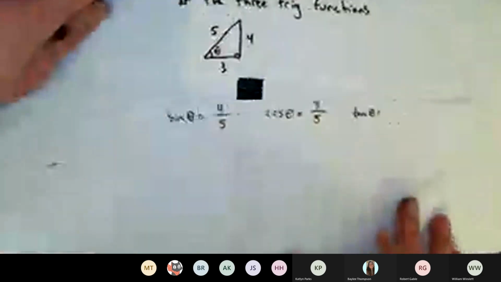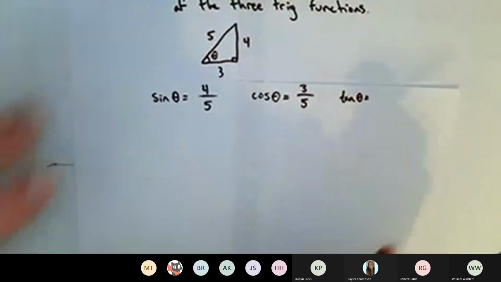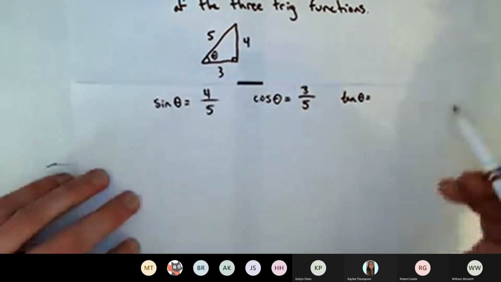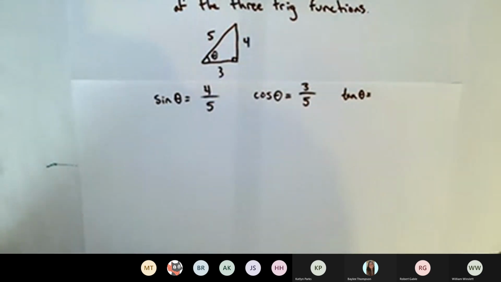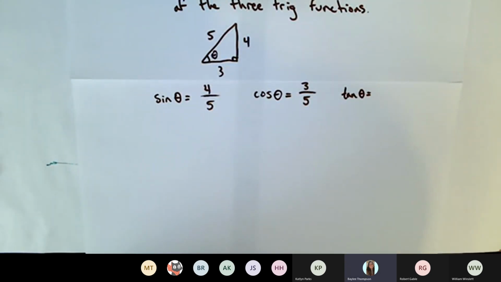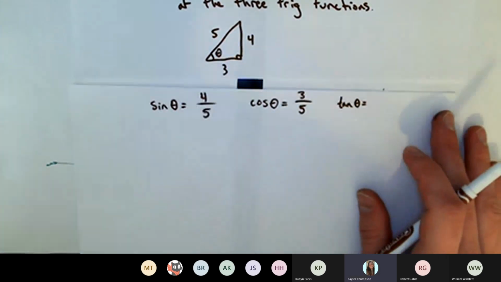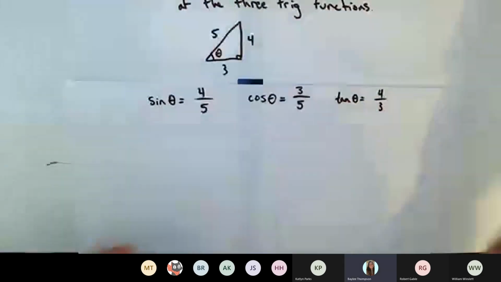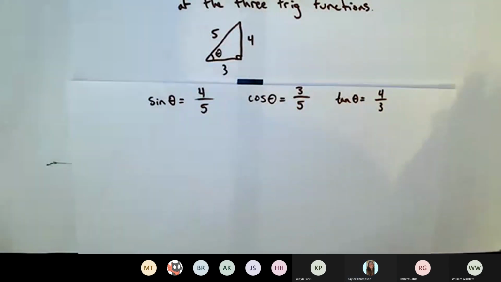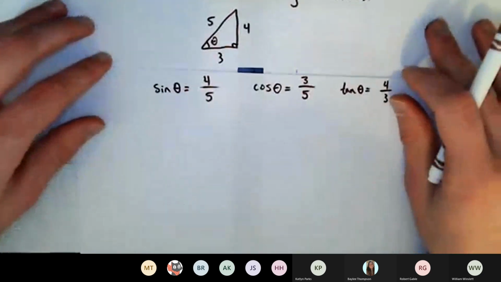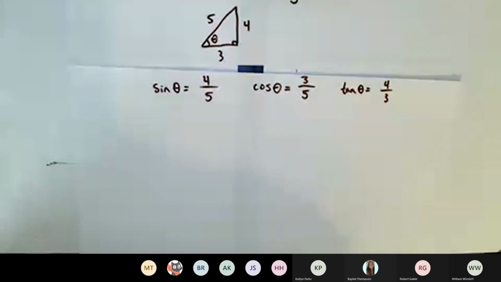Okay, I'm gonna call on somebody because I haven't engaged the class the entire time because I've just been flying through this. So Bailey, what would tangent of theta give me? Tangent of theta would give you 4/3. That's right, 4/3. So the hypotenuse is not involved with tangent. Tangent just gives the ratio of the opposite over adjacent. Good, so far so good, fairly simple.